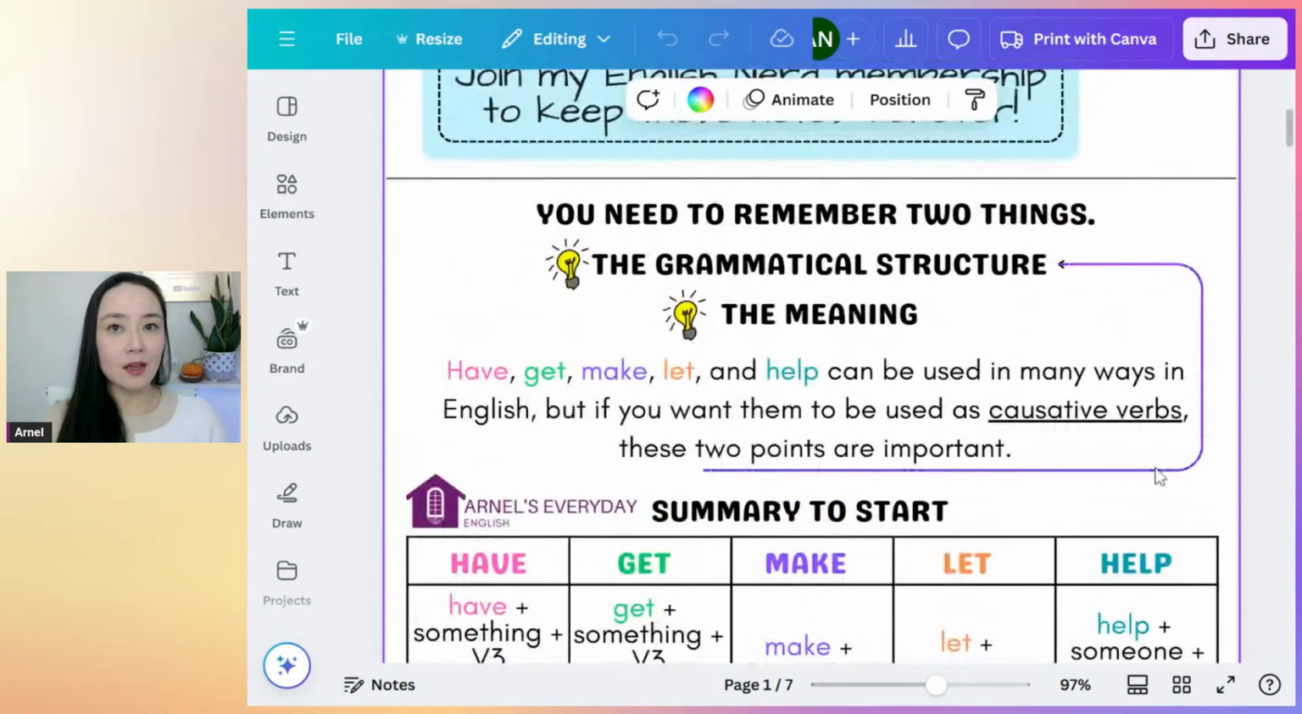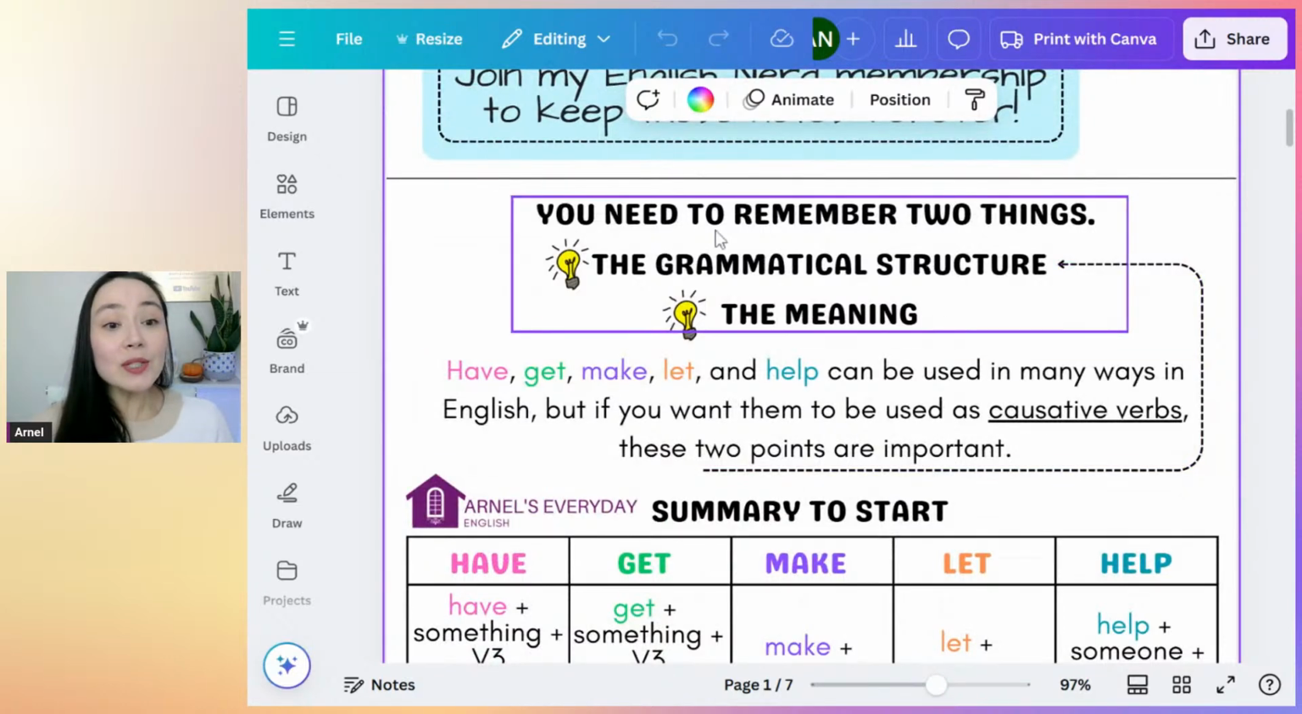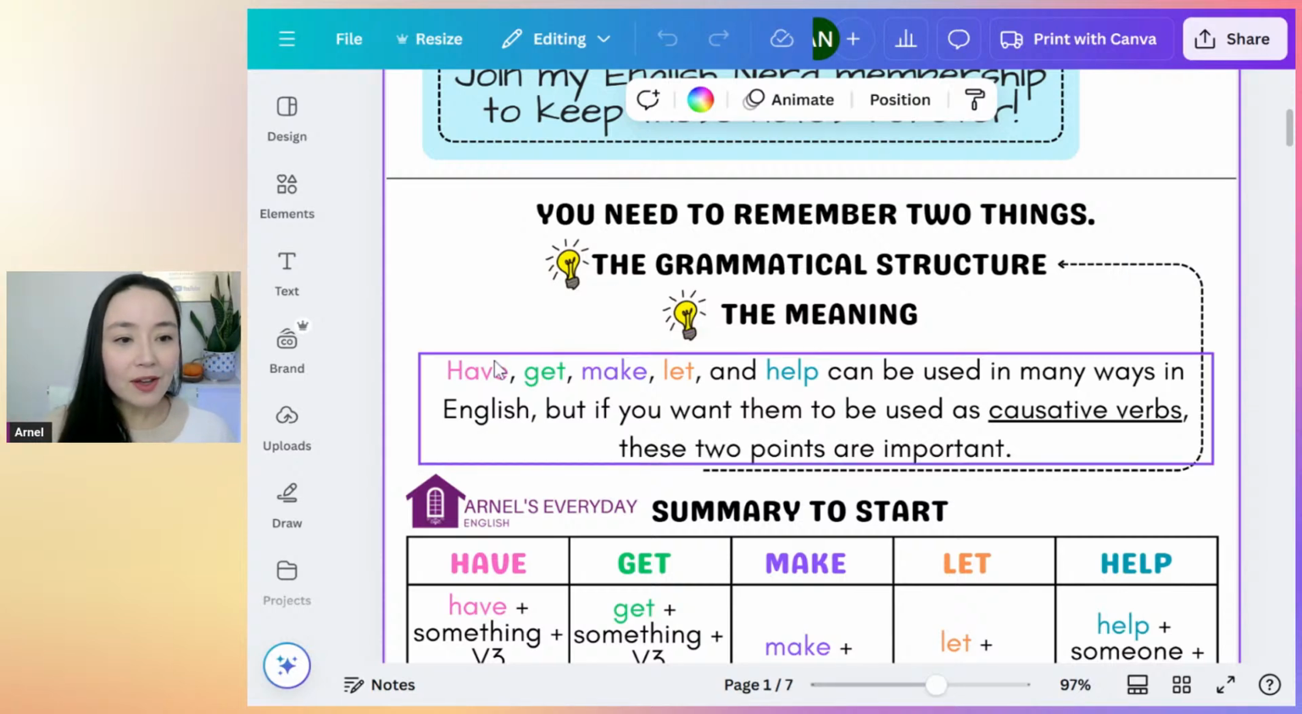Here we go. For today's lesson, you need to remember 2 things. This is very important. 1, the grammatical structure, and 2, the meaning. This might sound obvious, but have, get, make, let, and help can be used in many ways in English. But if you want them to be used as causative verbs, these 2 points are important, and I'll keep reminding you of these points.